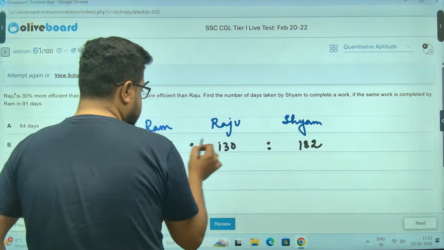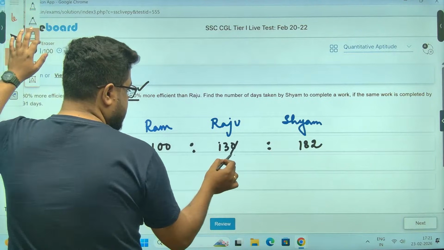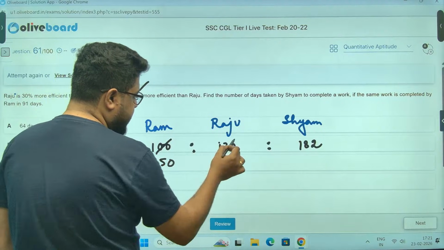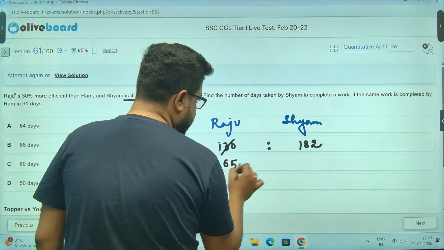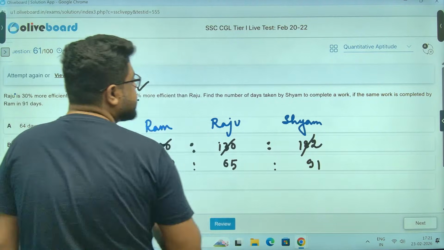Correct? 0, 0. Acha, sorry, 0 I cannot cancel. So by 2 only, I guess I can do 50. This is 65. And this is 91. This is the efficiency ratio.